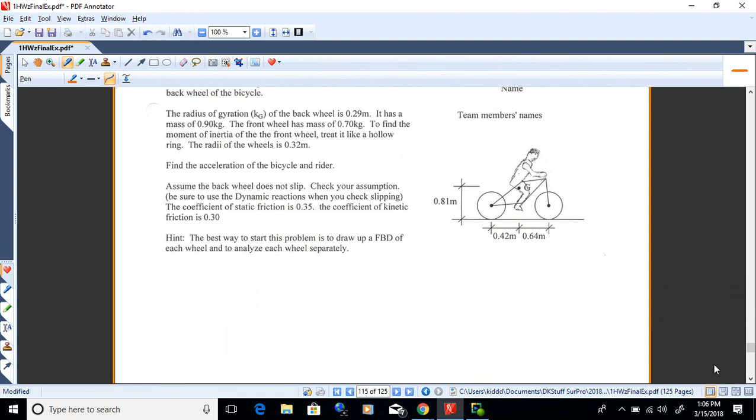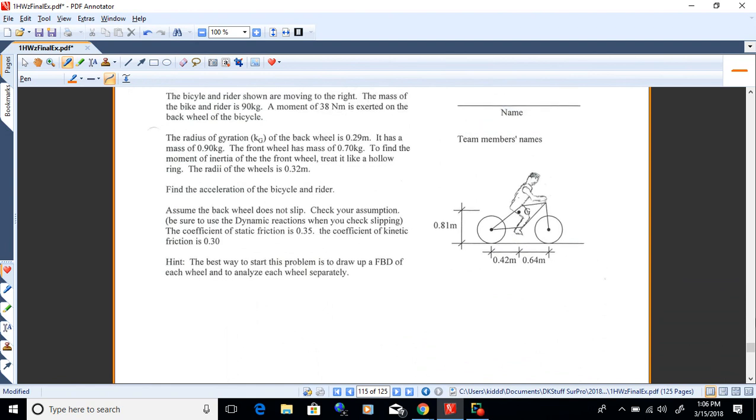So what we've got here is a bicycle rider, obviously, or maybe not with my artistic abilities. That's a bicycle rider. We have a bike and a rider moving to the right. The mass of the bike and rider is 90 kilograms. A moment of 38 newton meters is exerted on the back wheel of the bicycle. I gave you the radius of gyration of the back wheel and its mass. The front wheel has a mass of 0.7 kilograms. That'd be quite a front wheel if it was 70. Treat it like a hollow ring.